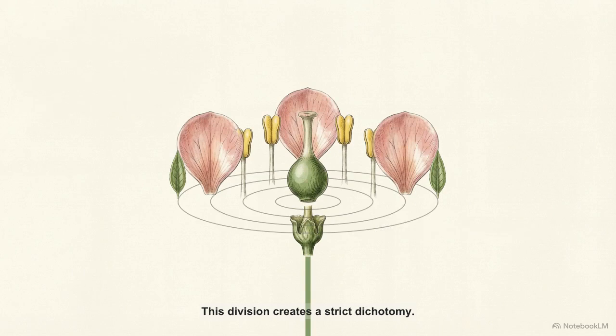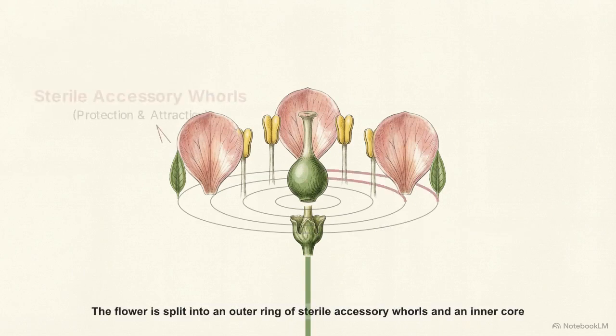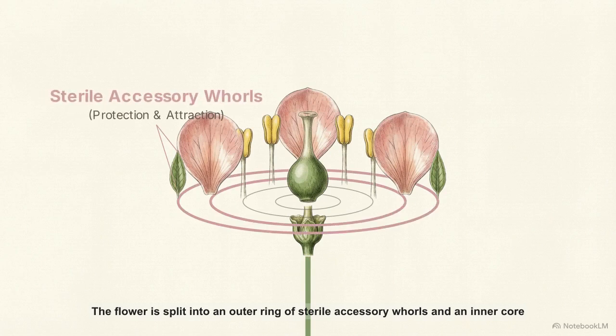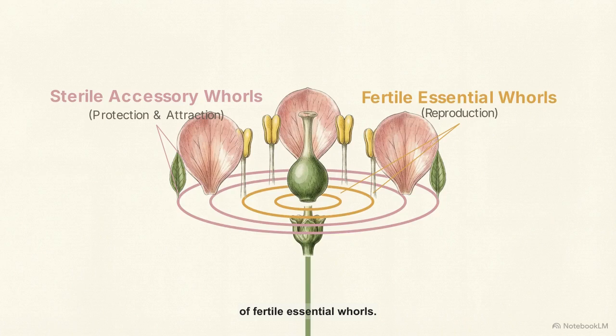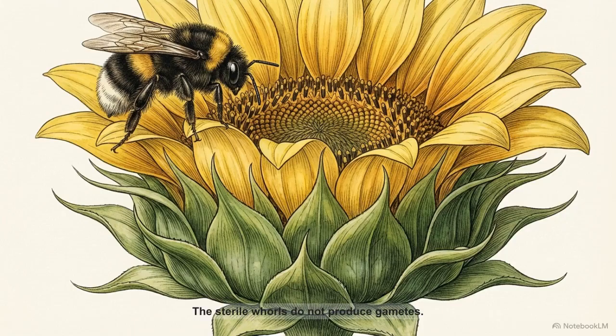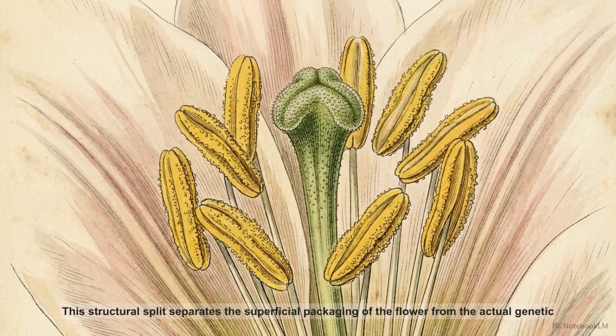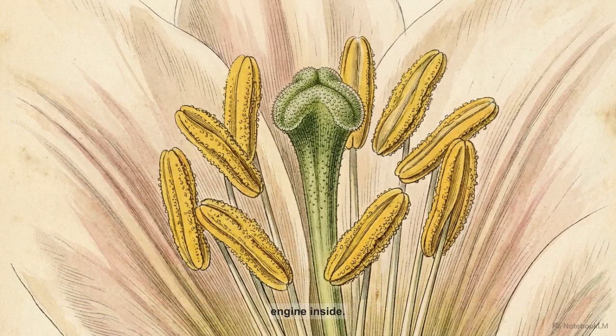This division creates a strict dichotomy. The flower is split into an outer ring of sterile accessory whorls and an inner core of fertile essential whorls. The sterile whorls do not produce gametes. They exist to provide physical protection and attract pollinators. This structural split separates the superficial packaging of the flower from the actual genetic engine inside.